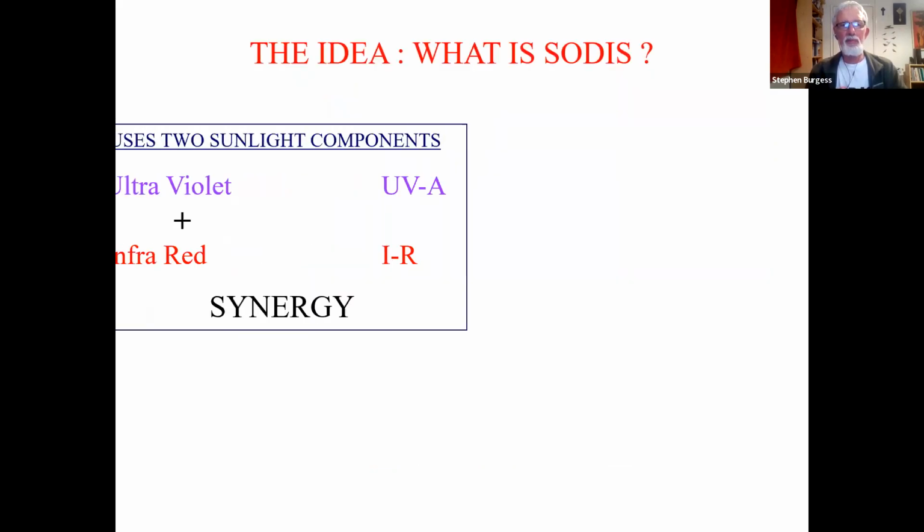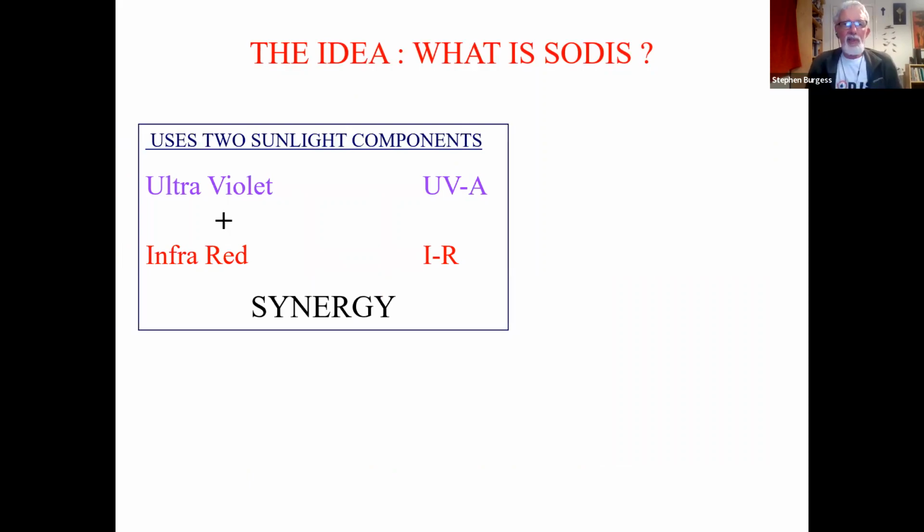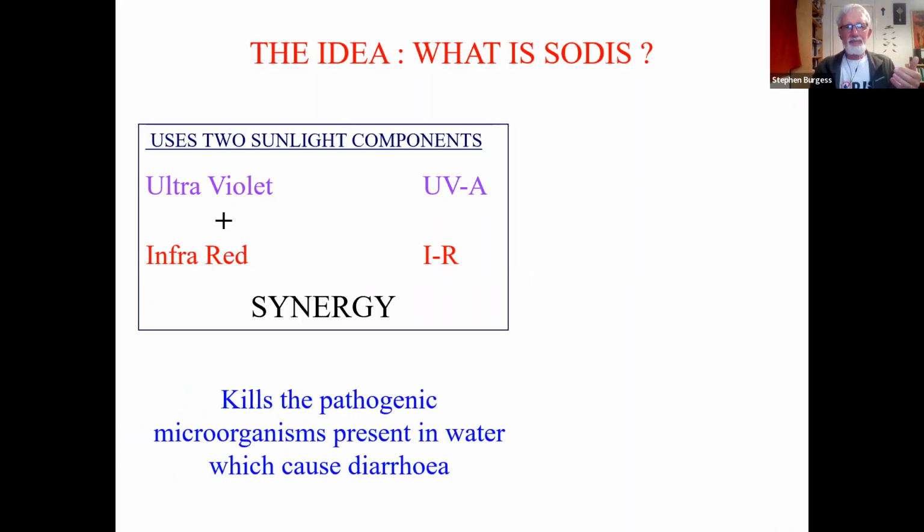So what is SODIS? Solar disinfection. It's using the sunlight, and the sunlight has 2 main components that are used in SODIS: the ultraviolet, UVA, and the infrared. And there's a synergy between the 2. The ultraviolet acts on the oxygen in the water, which creates radicals which attack the cells of the pathogens, and the infrared warms up the water and speeds up that process.